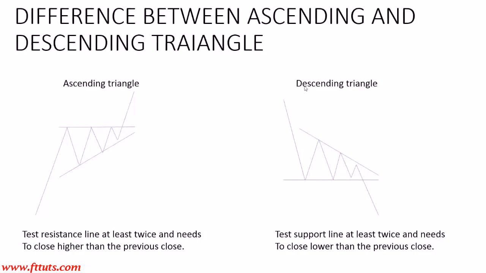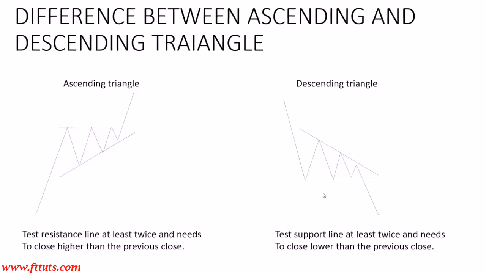Descending triangle, the same thing happens. Test the support line at least twice and it needs to close lower than the previous close, meaning the price moved downwards, found support around here, pushed back upwards, came back down, found support at the same area, pushed back upwards, but then it couldn't break the previous high. So it formed a lower high. From the lower high, it came back down, found support, went up, formed another lower high, then pushed downwards to break the support line. That's a descending triangle and that's an ascending triangle.